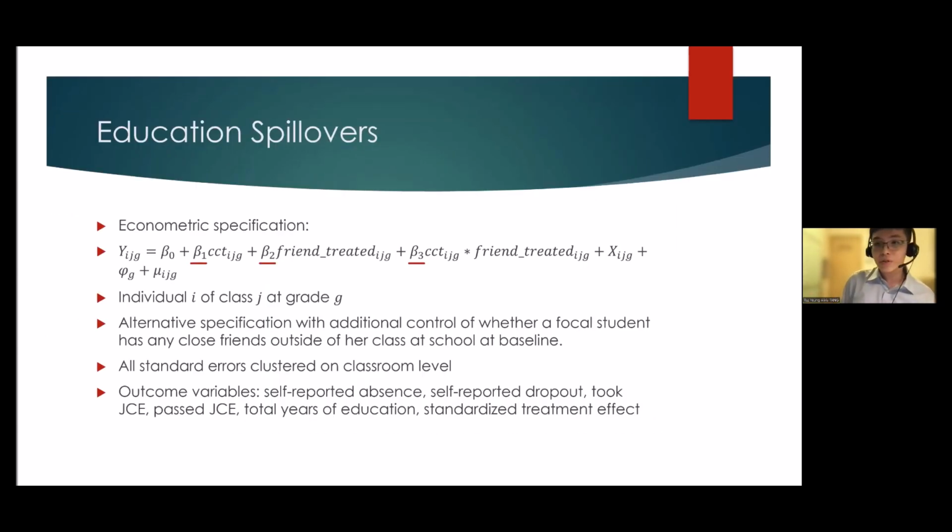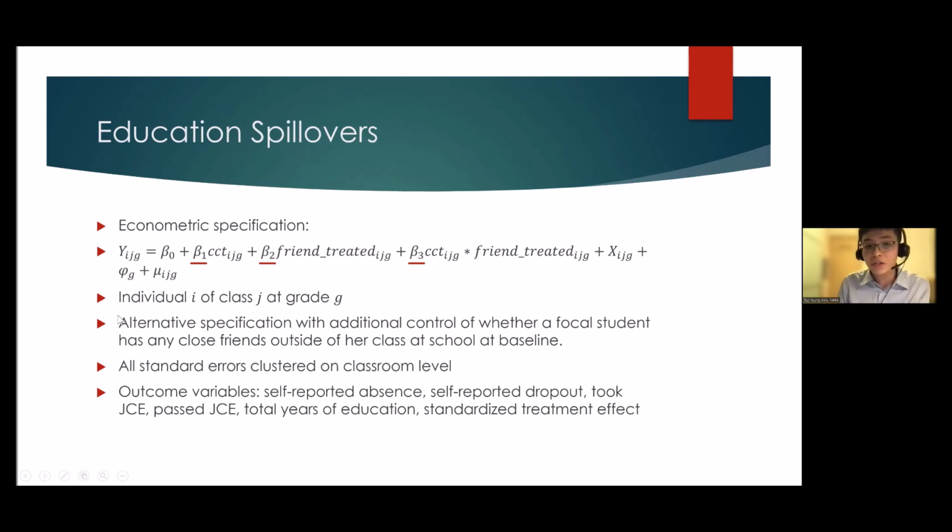So the first research question is directly linked to Kim et al.: whether or not there exist education spillovers at the school level through the close friend treatment. Here I ran an OLS estimate. You can see your outcome variable, your CCT treatment, the direct treatment, my friend's treatment, and an interaction term. I also controlled for individual level controls and grade level fixed effects if necessary.